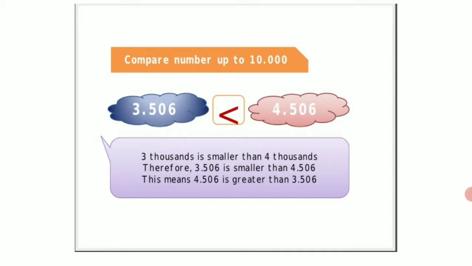So here children, you see in the thousands place only, the left hand side has a number which shows 3000 and the right hand side is showing a number which is 4000. So obviously 4000 is greater than 3000. 3000 is smaller than 4000. Therefore, you can say it in two ways: either we say 3506 is smaller than 4506, or we say 4506 is greater than 3506.